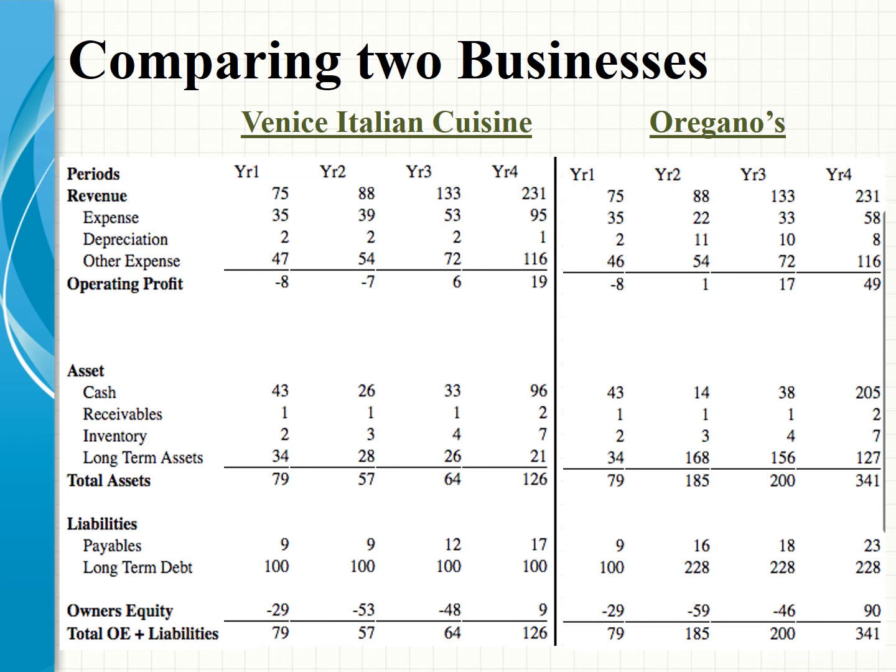In year 2, Venice Italian Cuisine had assets of $27,000 and liabilities of $9,000. It has liquidity because after paying off its payables, it still has $18,000 cash in the bank. In year 2, Oregano's restaurant had assets of $15,000 and liabilities of $16,000. Oregano's restaurant is illiquid after paying off its payables by $1,000. Please take a few minutes to make sure you understand the definitions of profitability and liquidity, and which statements to look at when you are answering profitability and/or liquidity questions.